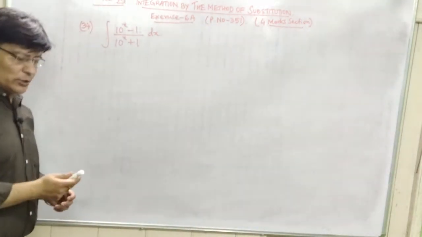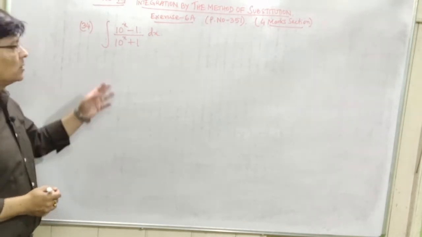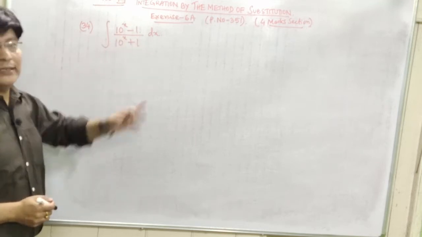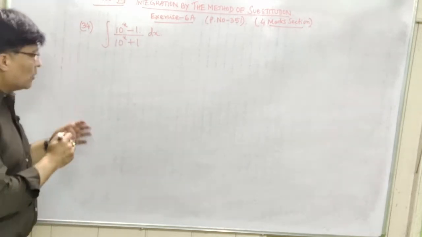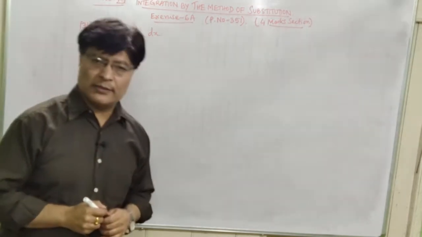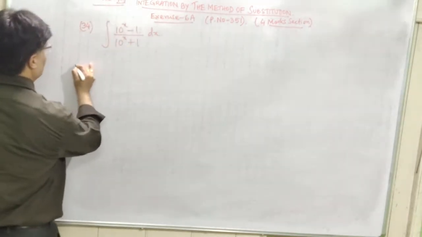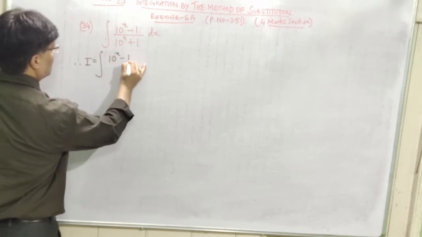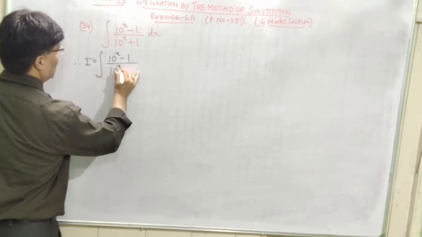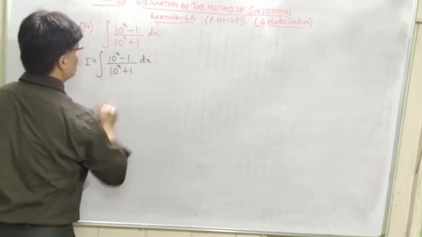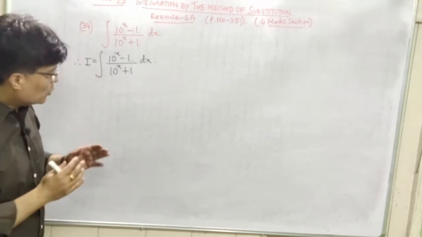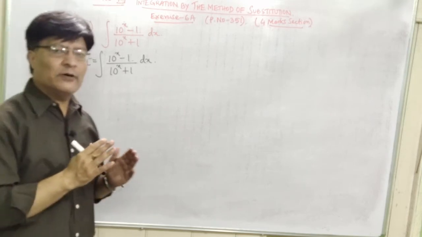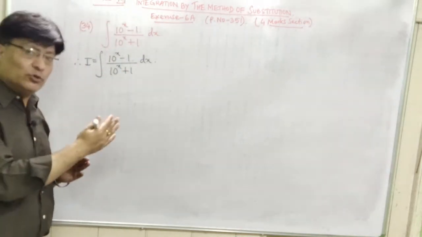So now let's do this question number 34. The question is integral of 10 to the power x minus 1 divided by 10 to the power x plus 1 dx. So how will you do it? Now in this case, first of all, you have to simplify this expression. Okay? So therefore, I is equal to integration of 10 to the power x minus 1 divided by 10 to the power x plus 1, and it is dx. Right? So in this case also, the method is whatever is there in the denominator, write it in the numerator.